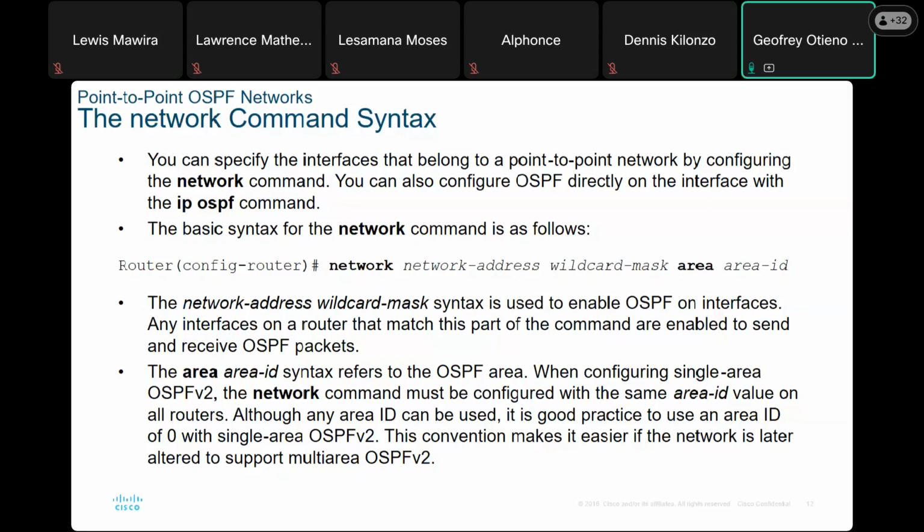You can advertise your network in global mode. The command will be network, followed by the network that you have. And this time around, there'll be no subnet mask. Instead, it will be a wildcard mask. Then you must have the area ID. So the network address wildcard mask syntax will be used to enable OSPF on interfaces. That's actually what it will do there.